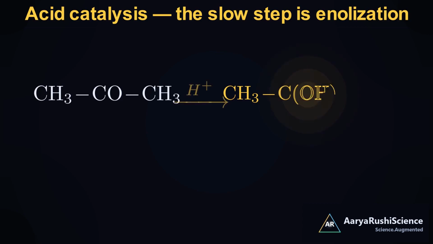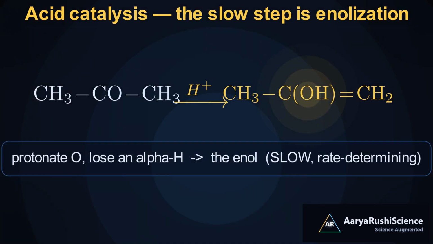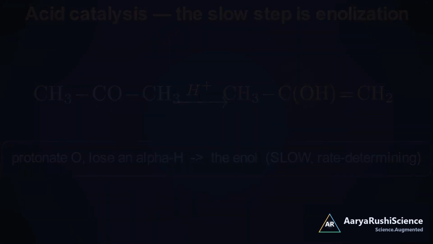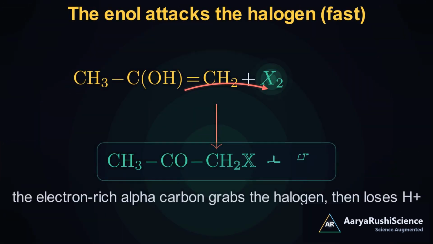In acid, halogenation begins with the slow step, enolization. The carbonyl oxygen is protonated, an alpha hydrogen leaves, and the enol forms. The enol is electron-rich at the alpha carbon. It attacks the halogen molecule, and after losing a proton we get the alpha halocarbonyl.